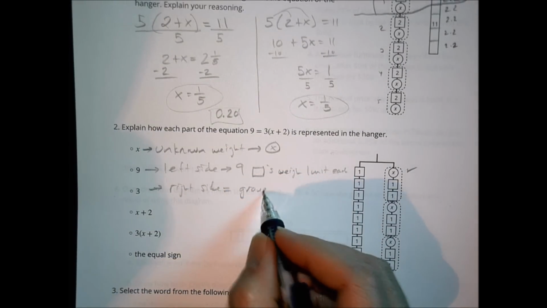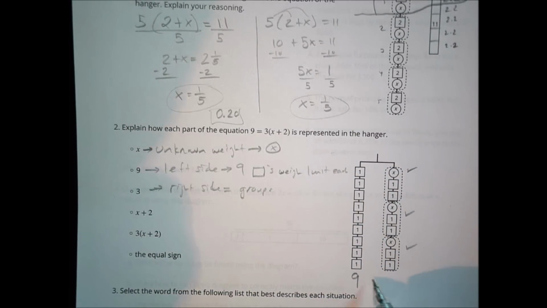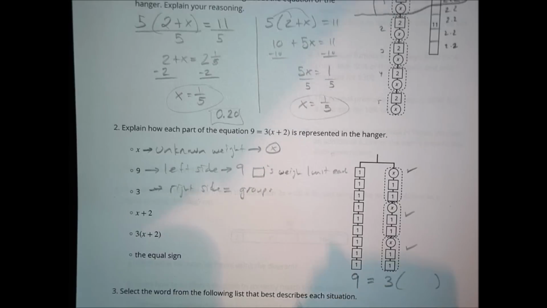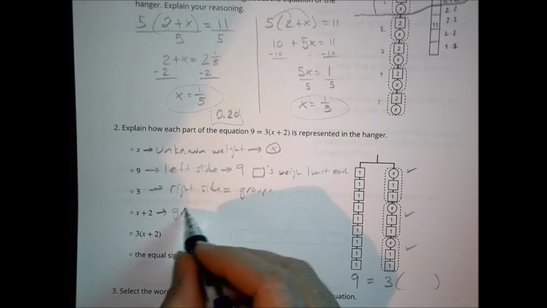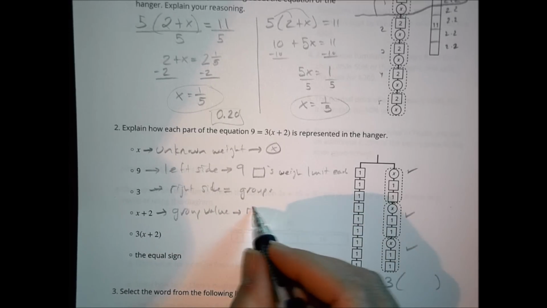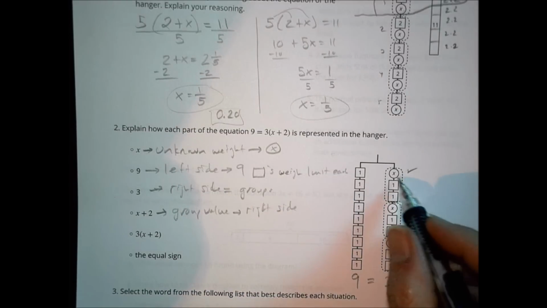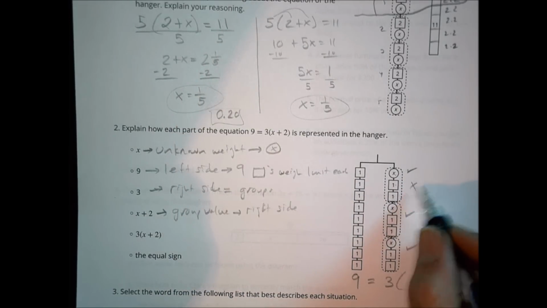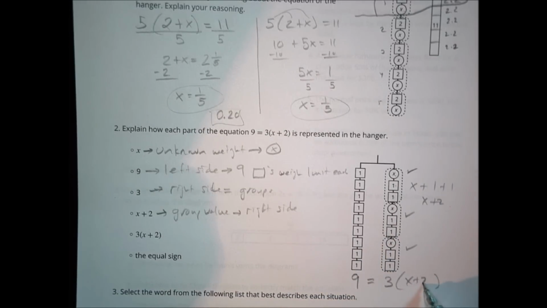We look over here, we have 1 group, 2 groups, 3 groups right there. So this could be equal to 3 groups of something. What are those groups going to be? In our case here, what's our group value on the right side, which is going to be an x plus a 1 plus a 1? Well, x plus 1 plus 1 is really x plus 2. So I could put that in there like that.